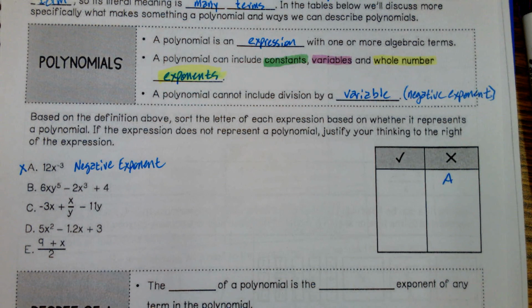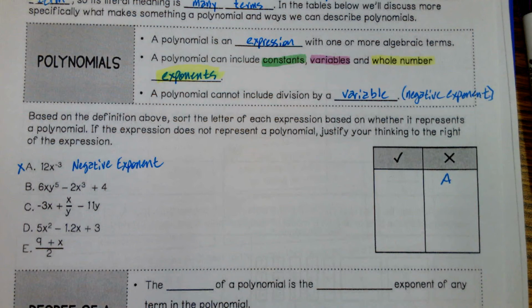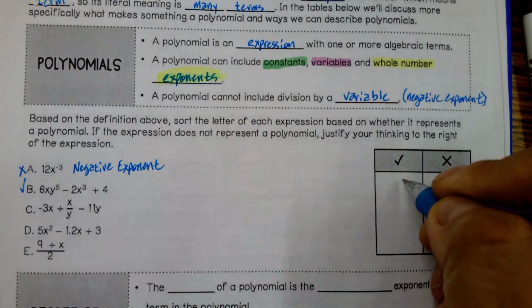All right. So the next one, 6xy to the fifth minus 2x cubed plus 4. Yes. Everything there is fine. We've got constants. That's fine. We got positive exponents. We got variables. All of that's part of a polynomial. So this would be a check, and that would go here.